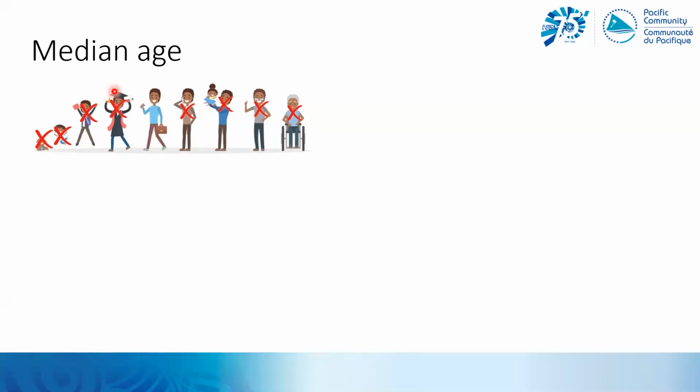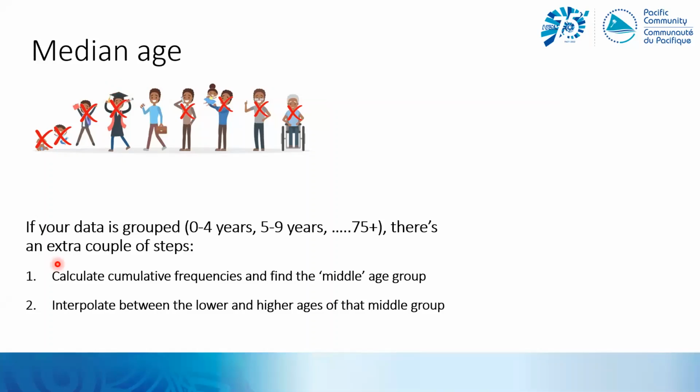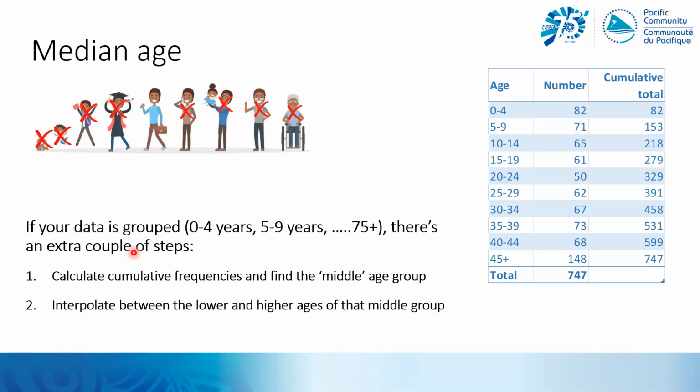In practice though, we generally are working with group data. So your population might be only available at 0 to 4, 5 to 9, etc. And it's the very same principle, but an extra couple of steps are required. So let's bring in some sample data. Here we have our grouped ages, and this is the number of people in those ages. So we have 82 people aged 0 to 4, up to 148 people aged 45 plus, and a total population of 747.